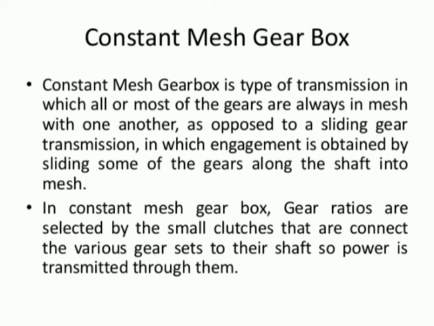Constant mesh gearbox is a type of transmission in which all or most of the gears are always meshed with one another, as opposed to a sliding gear transmission in which engagement is obtained by sliding some of the gears along the shaft into mesh. In constant mesh gearbox, gear ratios are selected by small clutches that connect the various gear sets to their shaft, so power is transmitted through them.